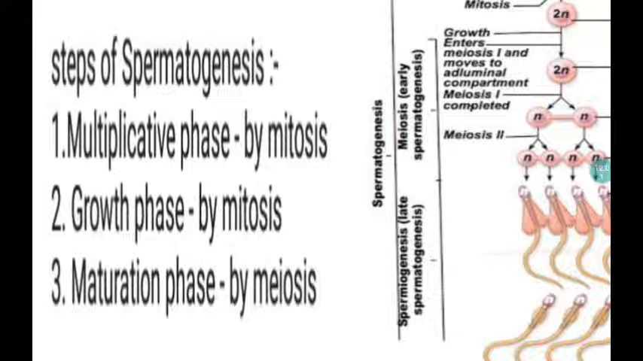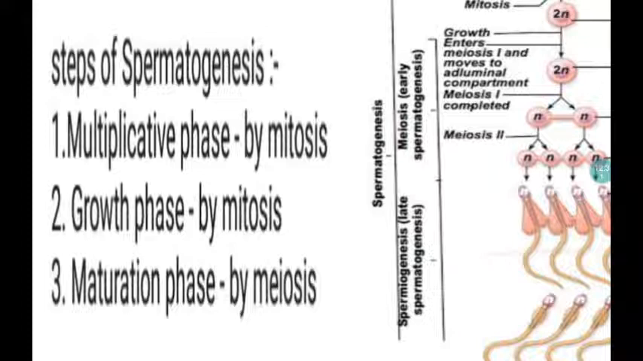Clear? So that is the very first phase, multiplicative phase. It occurs by mitosis, and during this only the number of spermatogonia cells increases. Clear? Now the second phase is called growth phase. During this growth phase, the size of the spermatogonia cell increases, and now it is called spermatocyte. Clear? So that is also growth phase. It is accomplished with the help of the mitosis.